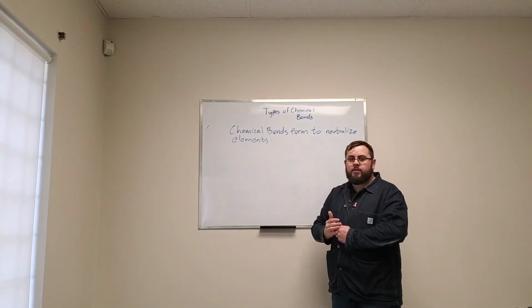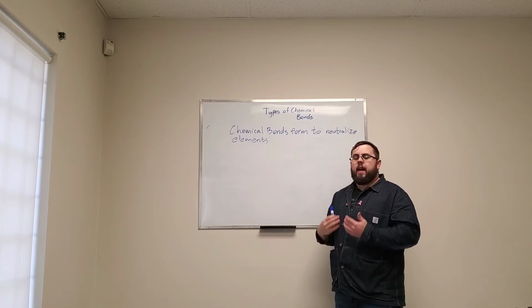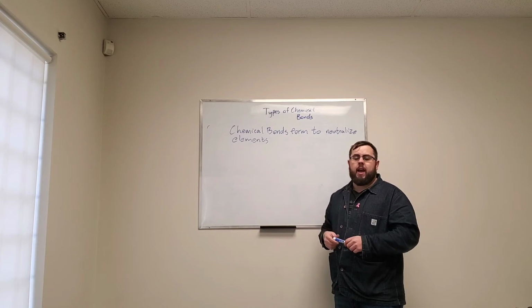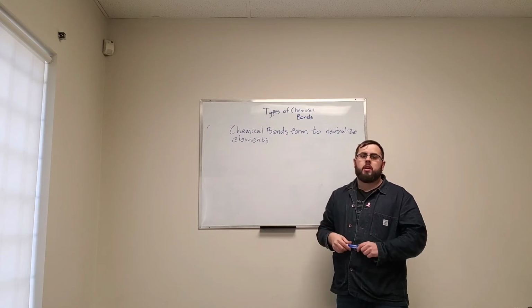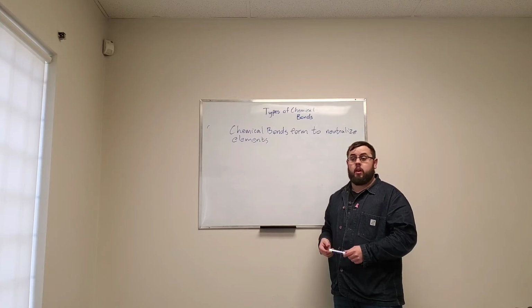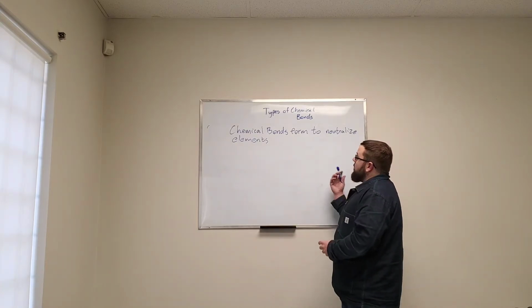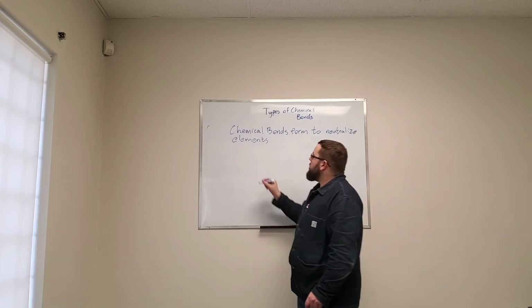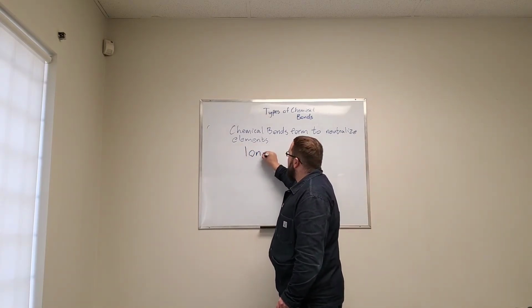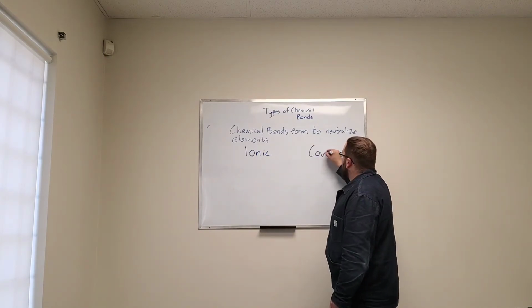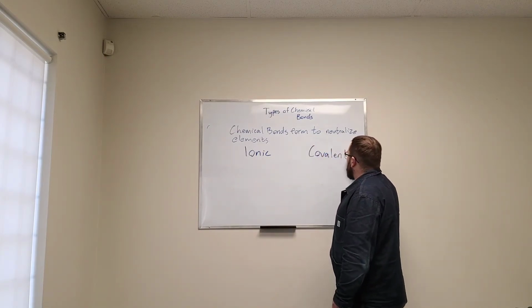If you can recall from last year, right, each element has an oxidation number. For example, oxygen has an oxidation number of -2, means it has 2 extra electrons that it wants to get rid of. Now, in order to get rid of them, you have to make a bond. And there's 2 different ways to do that. You can either have an ionic bond, or you can have a covalent bond.